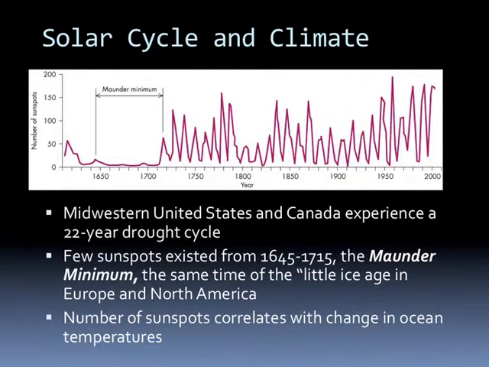Now, we see then that there is some tie to weather, because if you look at the Midwestern United States and Canada, they actually experience a 22-year drought cycle. Between 1645 and 1715, there was something called the Maunder Minimum. It happened at about the same time as what they call the Little Ice Age in Europe and North America. Essentially, there were almost no sunspots during that time. We don't know why. The number of sunspots correlates very highly with a change in ocean temperatures.